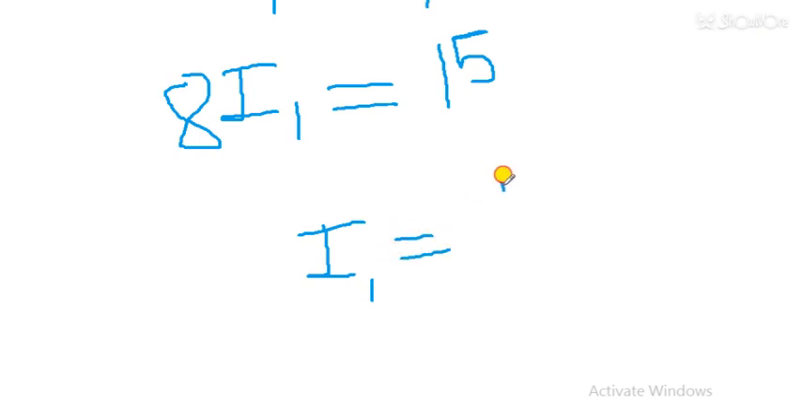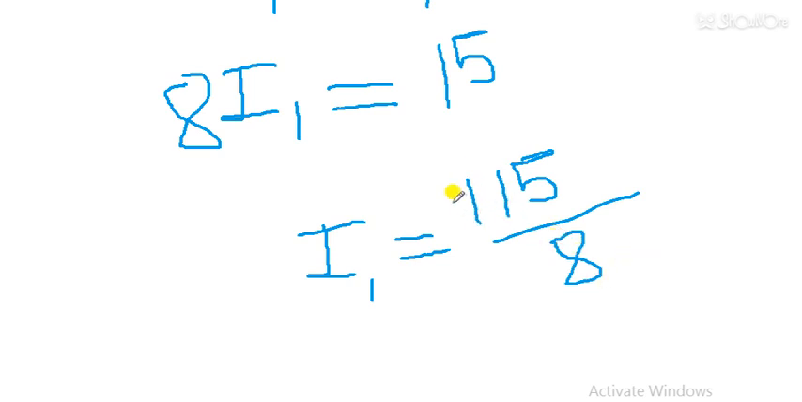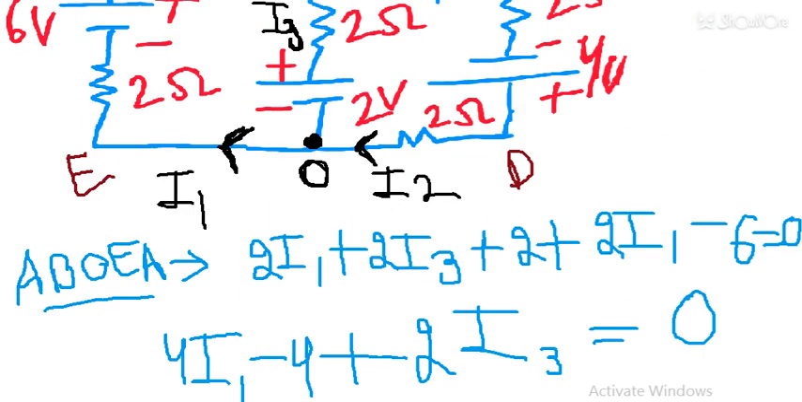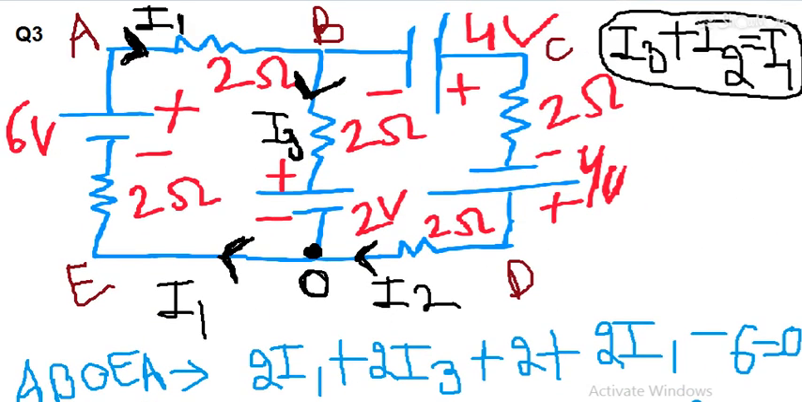That means the direction we have taken was right, because if this value comes positive, then that means we have taken the right direction of current. So direction of current was not given in the question. You can see here the direction of current was not given, but I have taken it and that direction was right. I1's direction was right. Now I have to find I2.